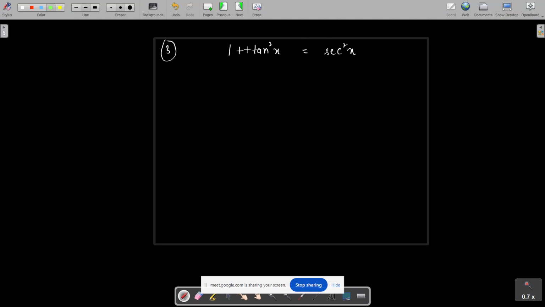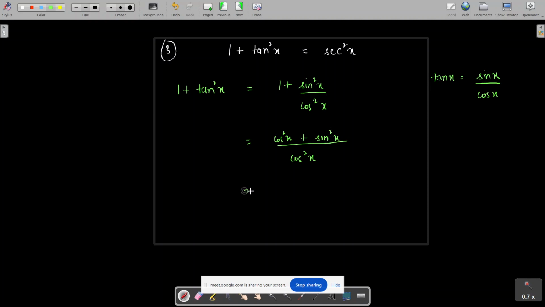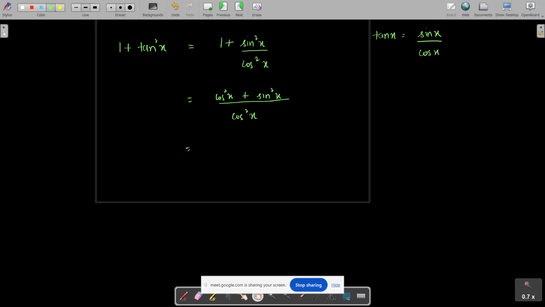Okay. Now we'll try to prove that. This one is really simple. So I'm going to start with the left hand side: 1 plus tangent square x. I'm going to write it as 1 plus, and we know that tangent is actually the ratio of sine and cosine. So this becomes sine square x over cosine square x. Then I'm going to take the LCM. So this is cosine square x plus sine square x over cosine square x. And what is cosine square x plus sine square x? Isn't that 1? Yeah, exactly. So that's 1 over cosine square x.